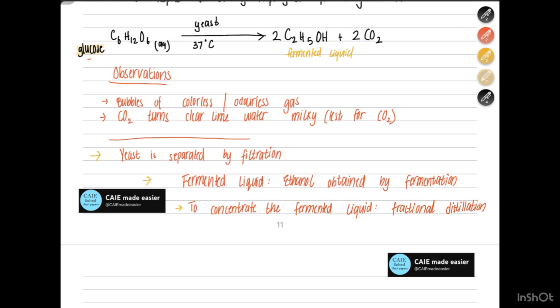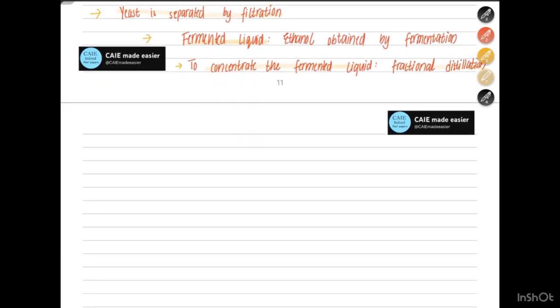I can underline it. So three important points are that yeast can be separated by filtration. The alcohol is known as fermented liquid, and if you want to concentrate the fermented liquid, you have to perform fractional distillation. Now, I will draw an example.